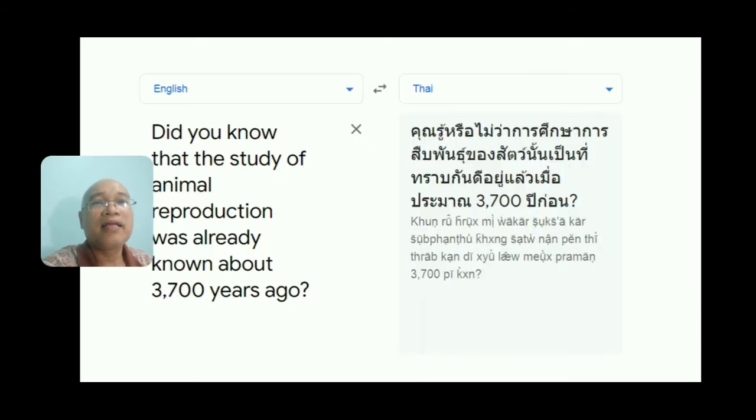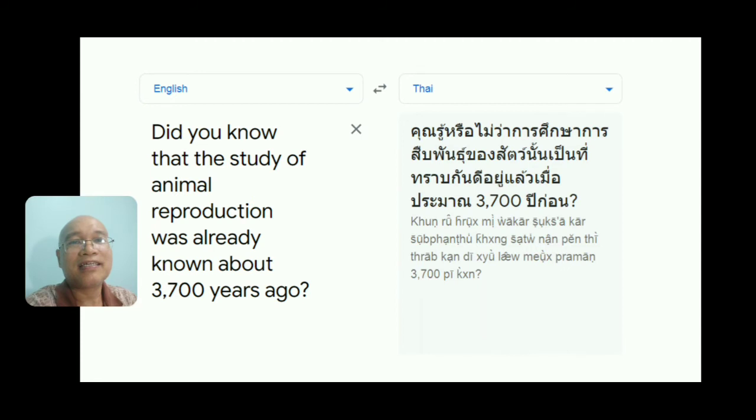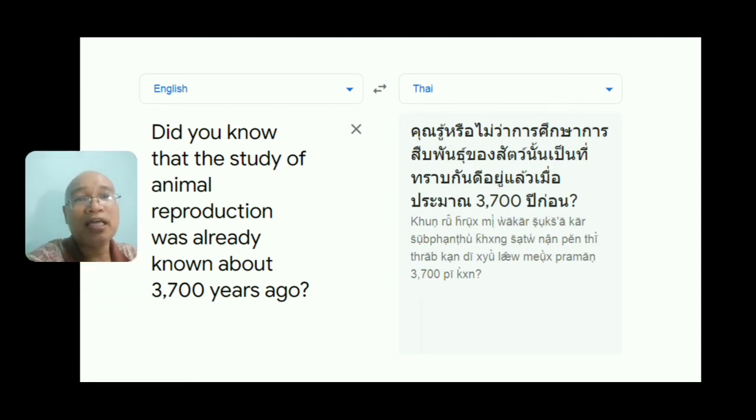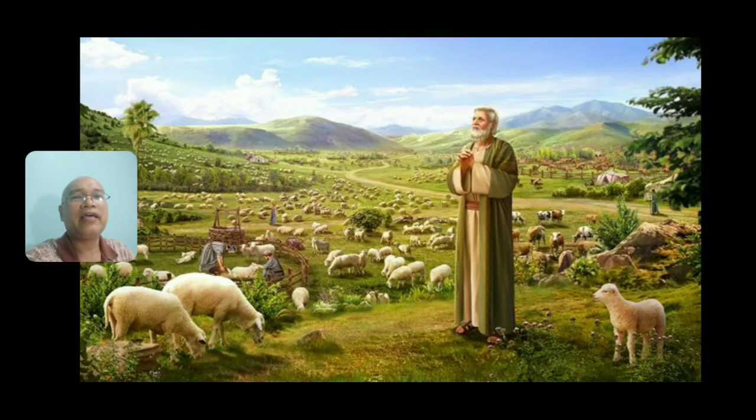What do you think? Well, did you know that the study of animal reproduction was already known about 3,700 years ago? That was a long time ago, right? There was a very rich, wealthy man. He had lots of animals and oxen, all kinds of animals. At that time, one animal was like one Toyota car. Can you imagine? And the big animals were like one Mercedes-Benz. And he had hundreds of them, thousands. He was very wealthy.